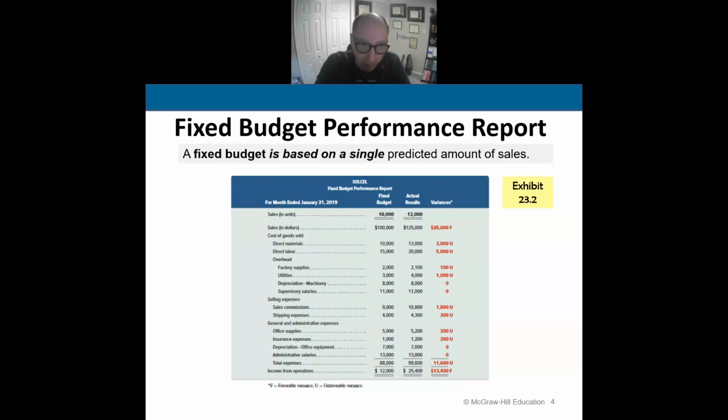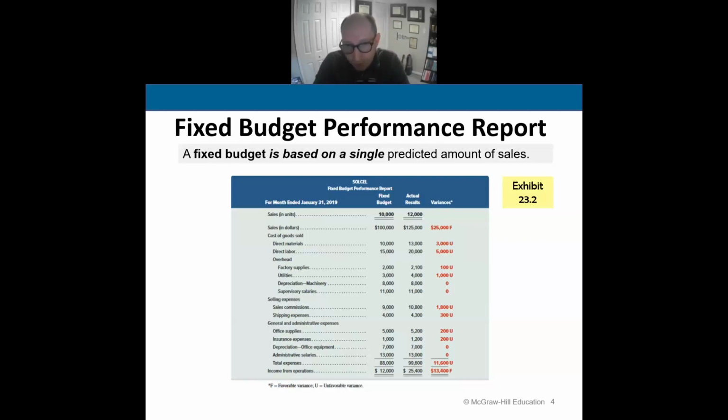A variance could be favorable if it favors the company, meaning it benefits the company. If I came in $25,000 above my budgeted amount for sales, well, that's favorable. That means I sold more than I planned on selling. That's a good thing. So that's favorable.